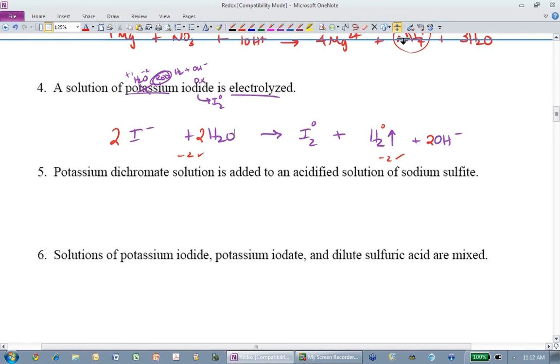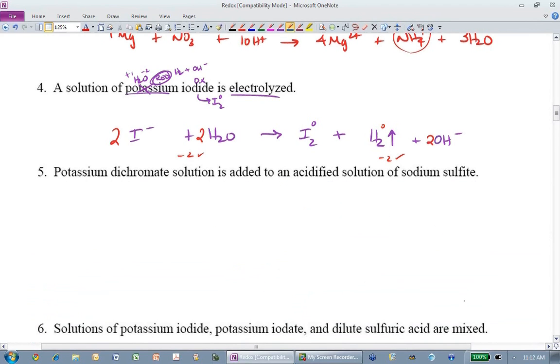Potassium dichromate solution, again with the potassium, is added to acidified, that's your clue that we're in the land of redox, if you didn't already know that, sodium sulfite. All right, so these alkali metal ions are just spectators, so get them out of there. So let's think about what's going on. First of all, it says acidified, so make this easy. H+ and H2O. We know that much is going to happen.